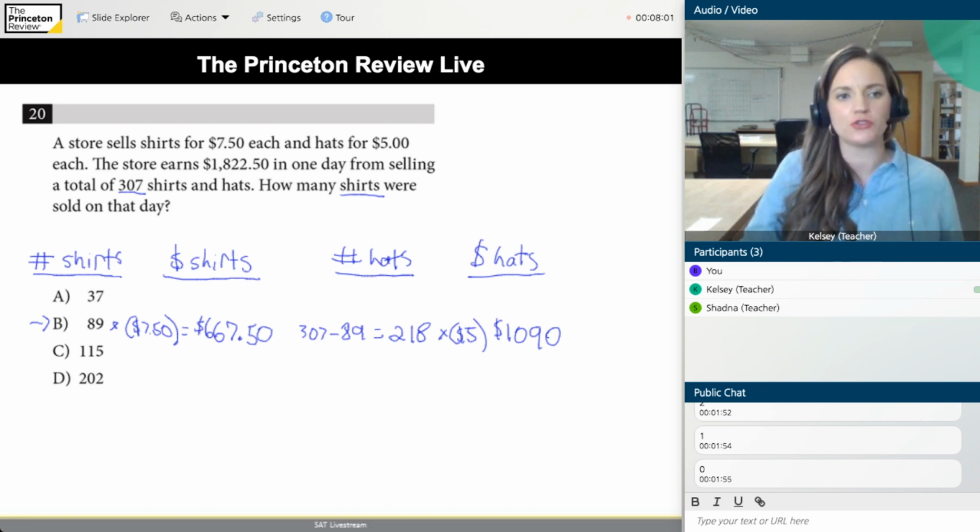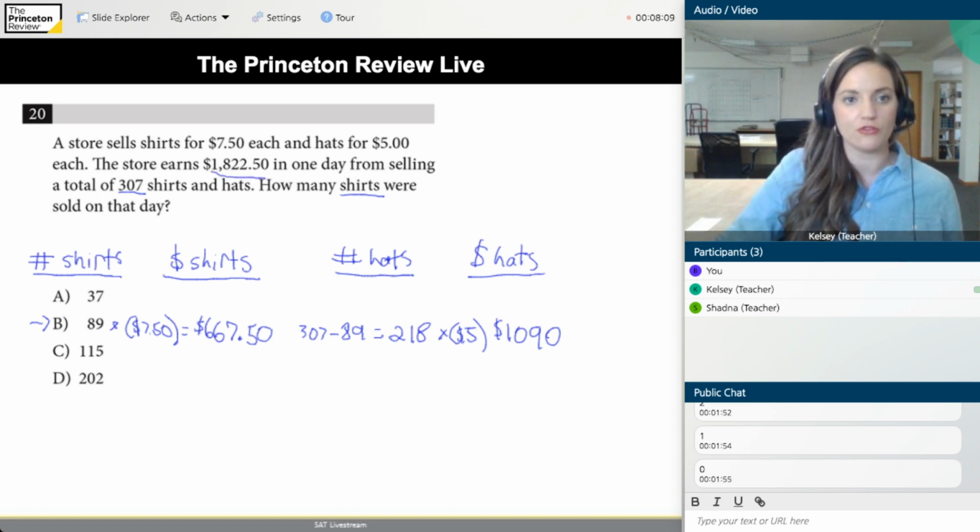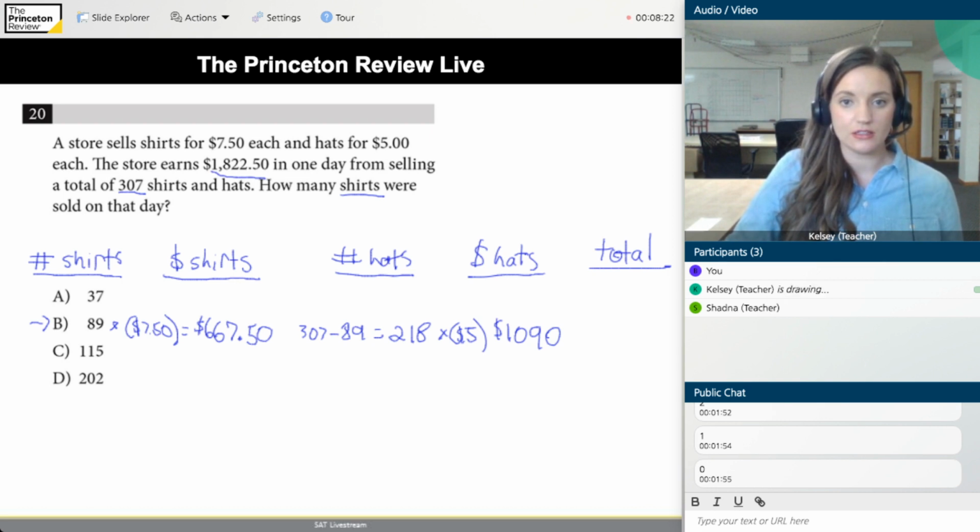And how do we know if that's right? How do we know if the answer here is B? Well, we also know that the store earned a total of $1,822.50 in this day. So if we add these two values together, they should give us that number. So we can punch in our calculator and add them together and see if that works. And that's going to give us $1,757.50.